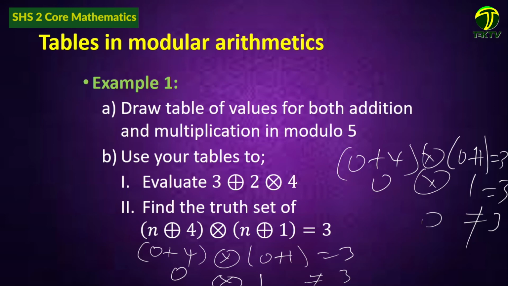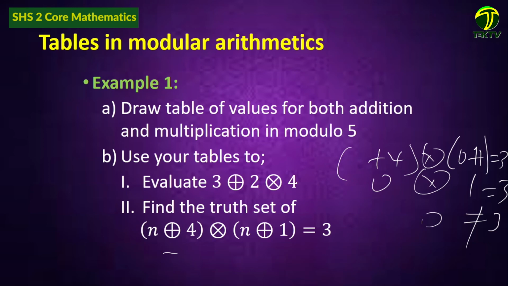So we test with 1 in place of n. This time we are going to write 1, and this n there is also 1. On the table, I hope you have the table before you, 1 plus 4 is 0. You can refer. 1 plus 1 is also 2. And now 0 times 2 on the multiplication table is 0, which is not the same as 3. So it means 1 will not work.